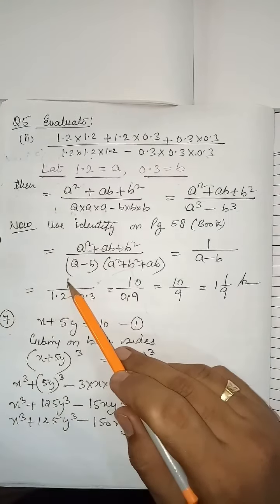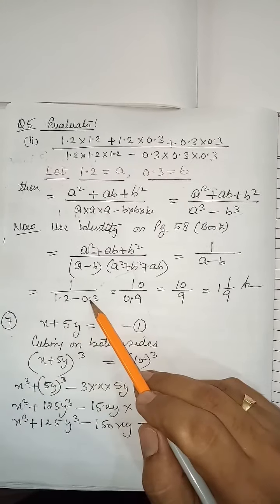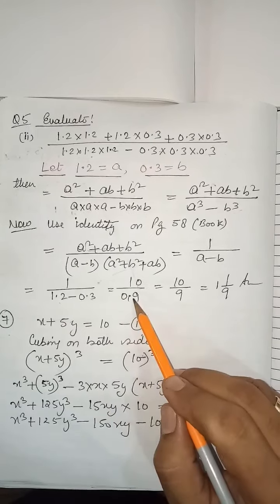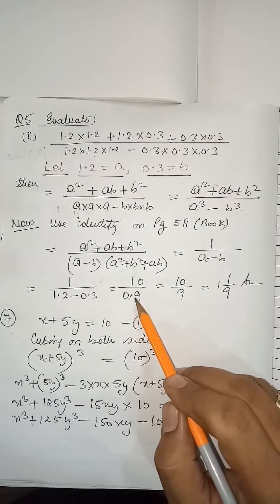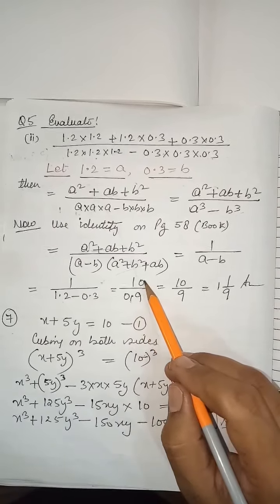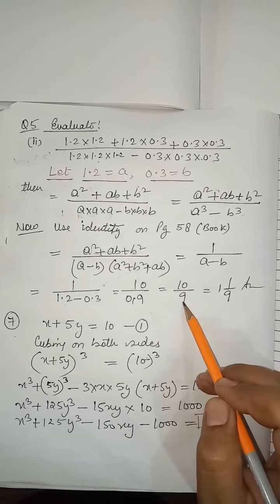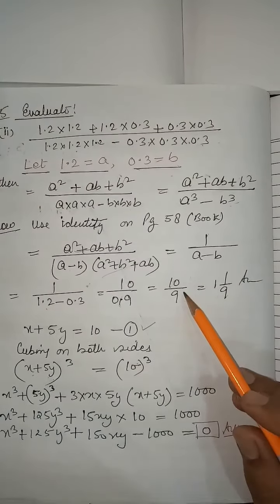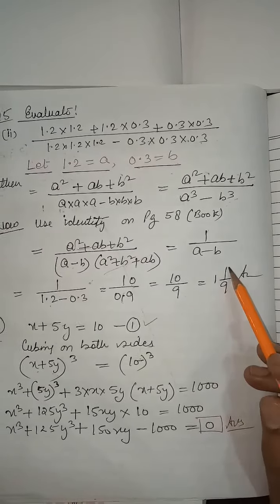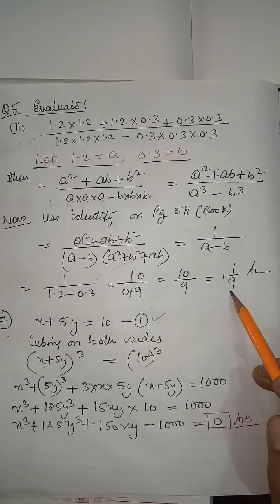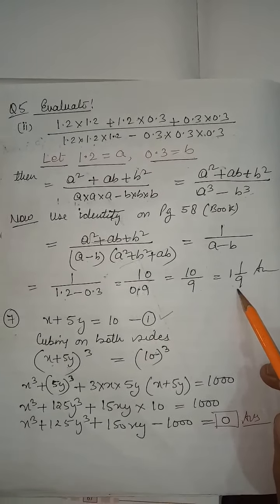Now substitute the value of a and b and subtract to get the value of 1 upon 0.9 and remove decimal to get 10 over here. So what is the answer? 10 upon 9, and 10 upon 9 is equal to 1 whole 1 upon 9. Now in this case the final answer is given.